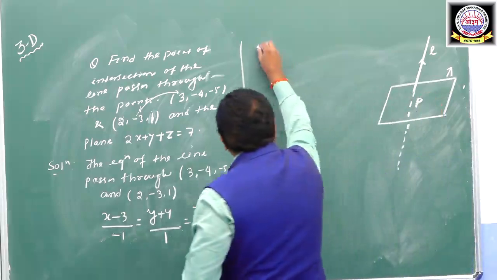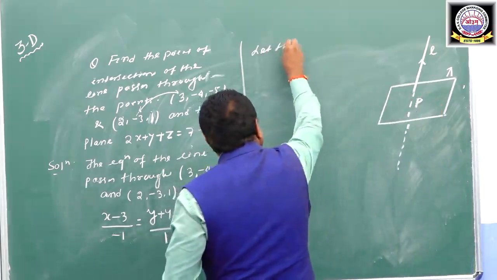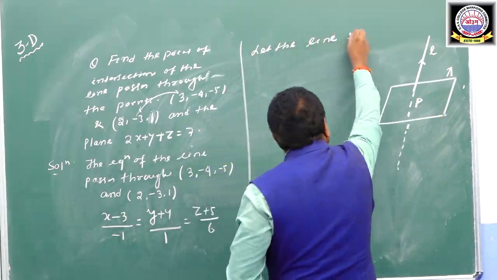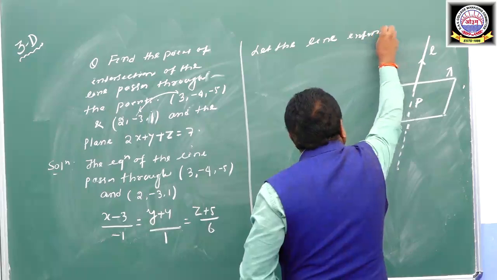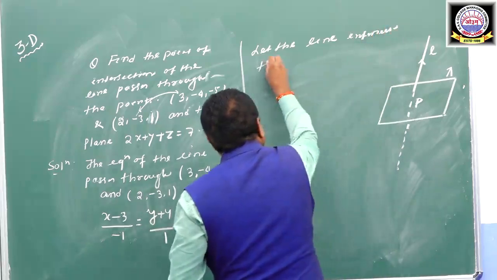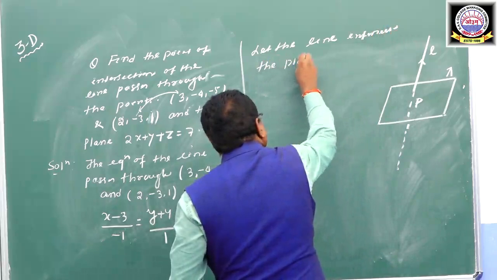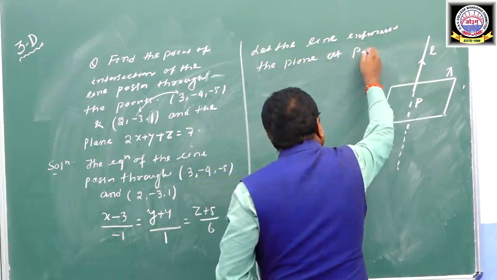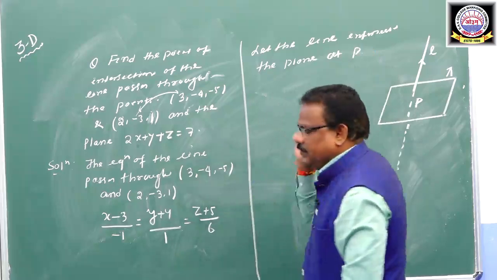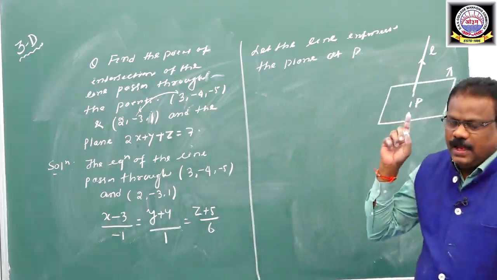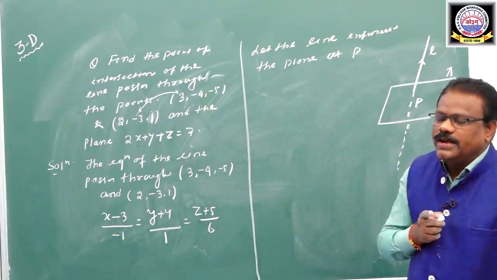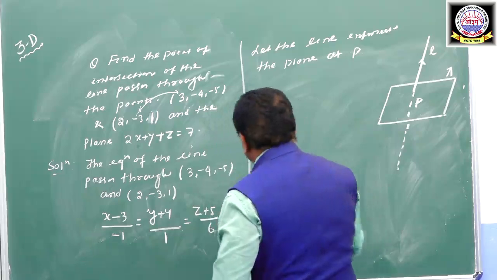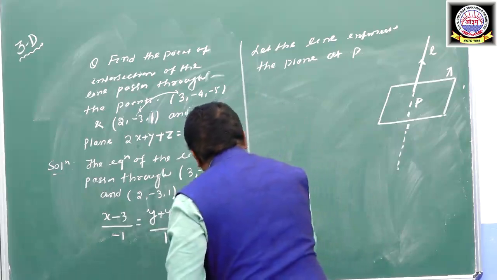Let the line intersect the plane at the point P. Then remember, what is my second step? Our second step is to find the coordinates of the point P. To find the coordinates of the point P, you can write it is lambda.